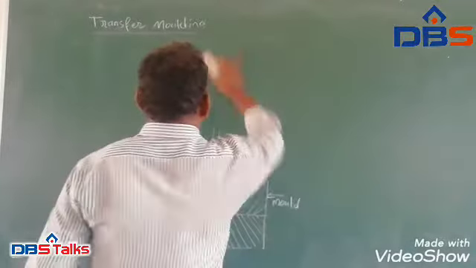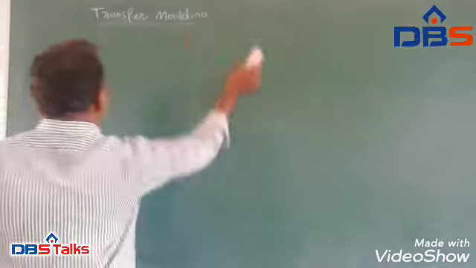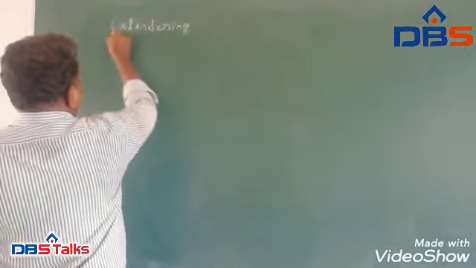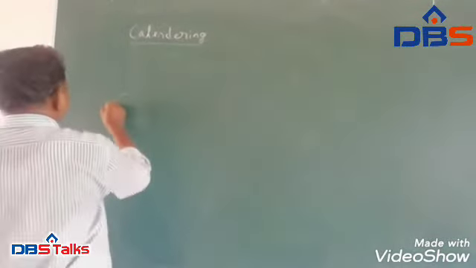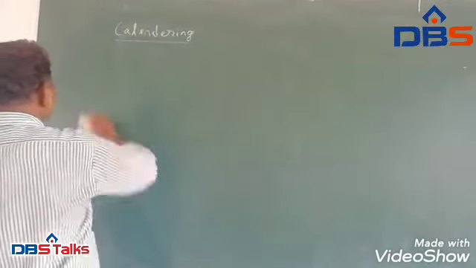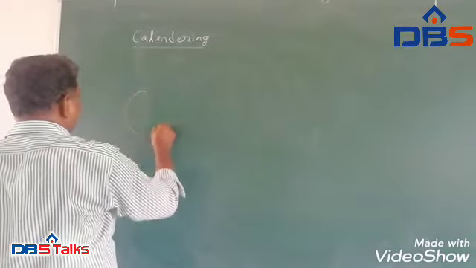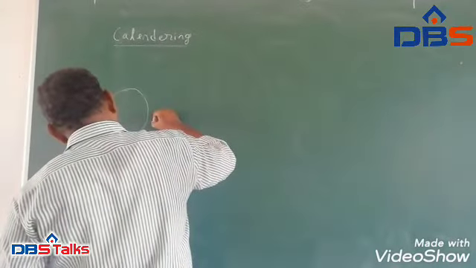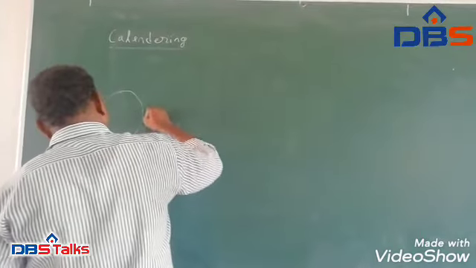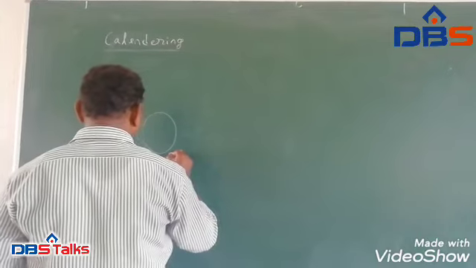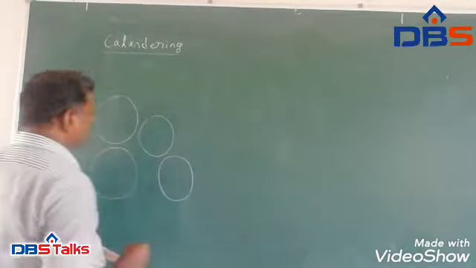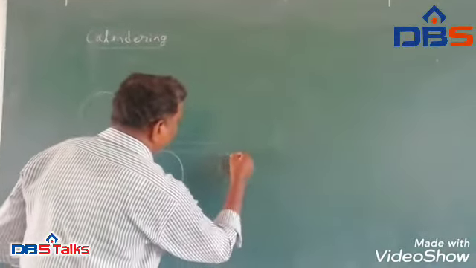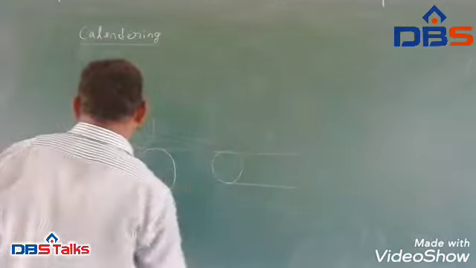And next one, calendering. Calendering is a technique which is used to produce thin flat plastic sheets from big or hard plastic sheets.